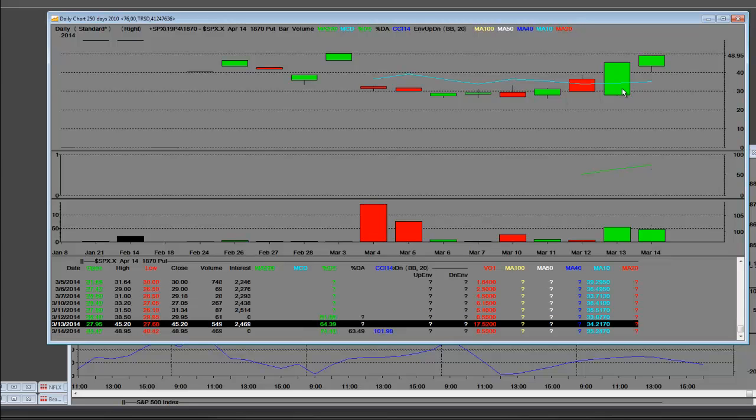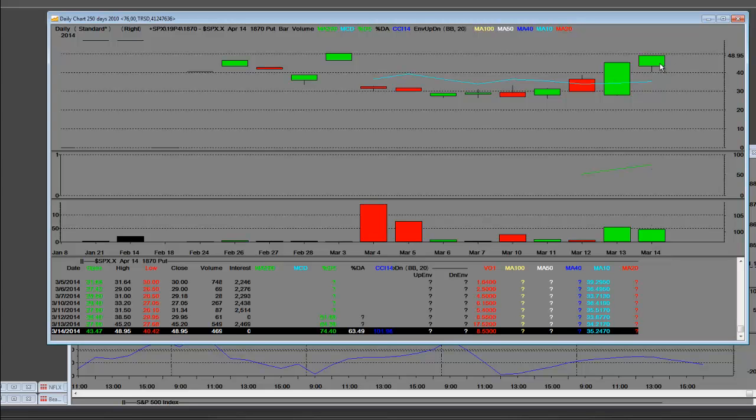You can clearly see here that on 3/13/2014 these put options made an intraday high of $45.20. We sold into it here. Yes, they opened at 43 on 3/14, Friday's close. They hit a high of 48.95. But let me tell you something. The low was $40 and the close was 48.95.